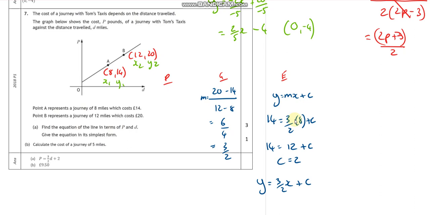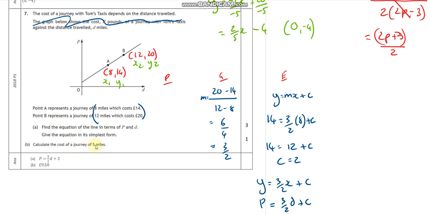Then put your x and y in context. In this case, the y-axis is p, and the x-axis is d. Okay, so it's exactly the same as before. You've just got to, basically ignore all that. We don't need any of that, and just know that that's the important bit. That's your coordinates.